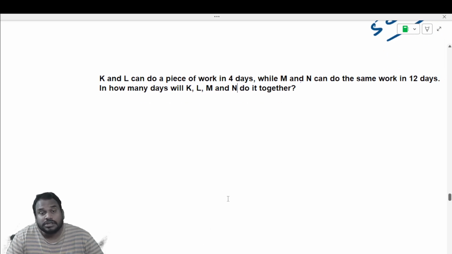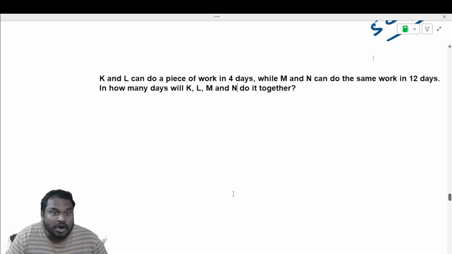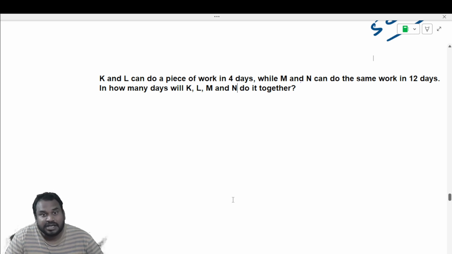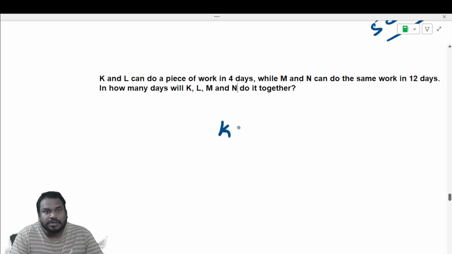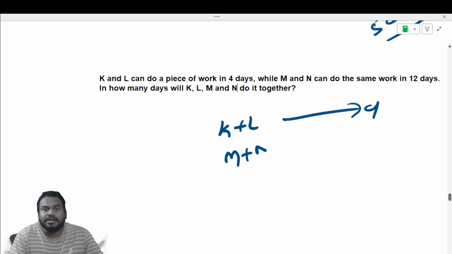Next, K and L can do a piece of work in 4 days, while M and N can do the same work in 12 days. In how many days will K, L, M and N do it together? So it is simple only. K and L can do the piece of work in 4 days. M and N can do the same work in 12 days.